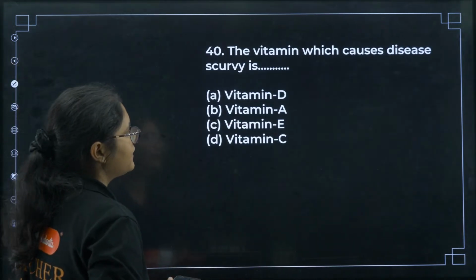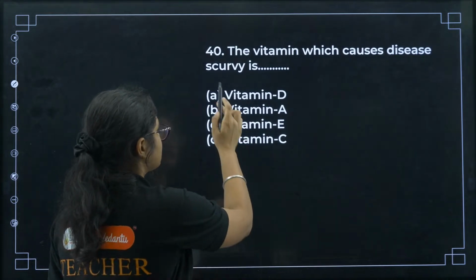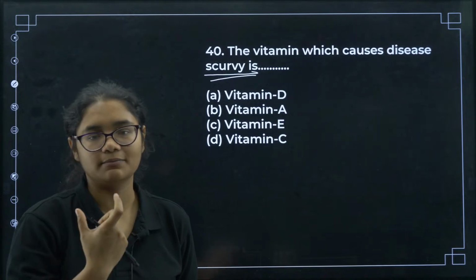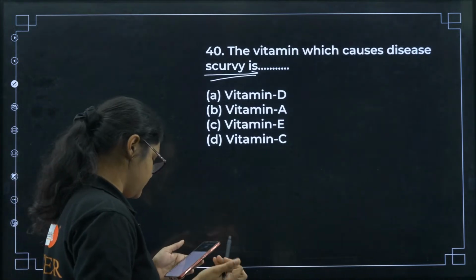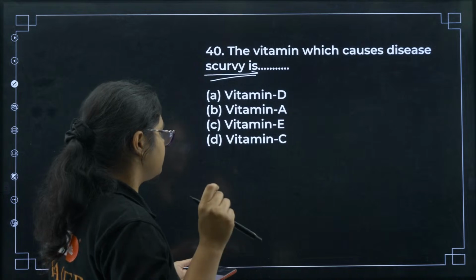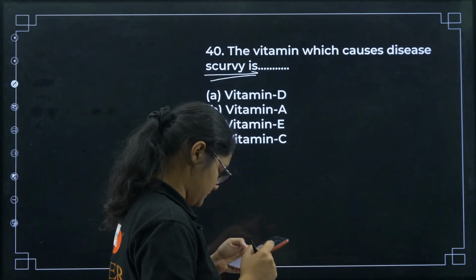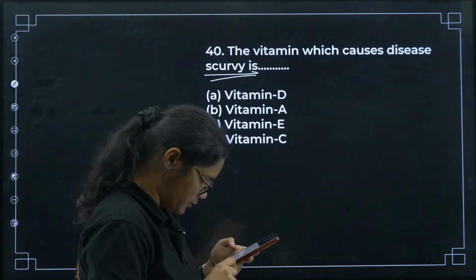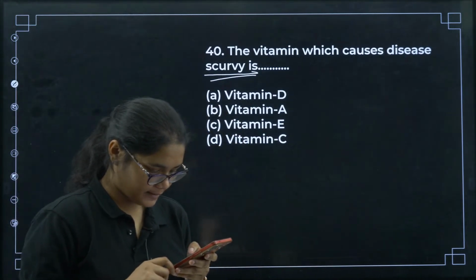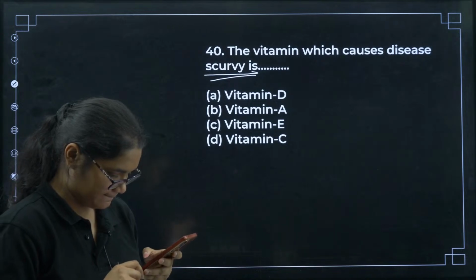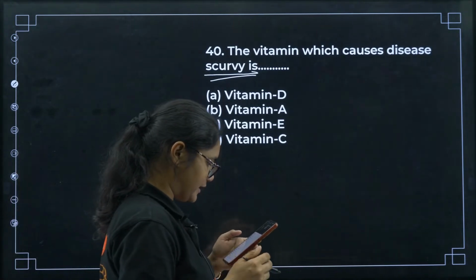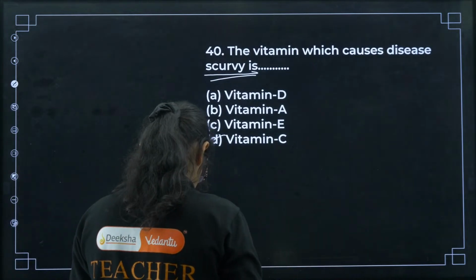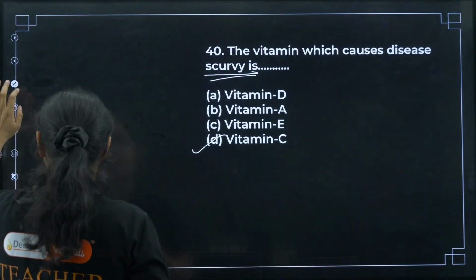Next, 40, the vitamin deficiency which causes the disease scurvy, a very popular disease. It is a disease that happens in the gums of the mouth. So which deficiency causes this disease? Vitamin D, A, E or C? Yes, very simple question. Yes, students, all of you are correct here. Next question, let us do it quickly. Scurvy is caused by vitamin C. Yes, Revana, Varija, all of you are correct.